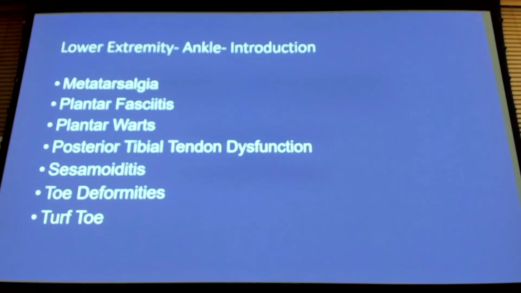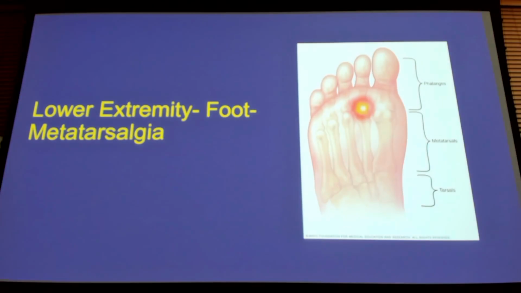So we're going to get into a little more foot and ankle pathology. We'll talk about metatarsalgia, plantar fasciitis, plantar warts, posterior tib tendon dysfunction, sesamoiditis, and some toe deformities, right? Hammer toe, turf toe, that kind of stuff. And then we'll end this block with turf toe and then get into the other block hopefully in the second half of the class.